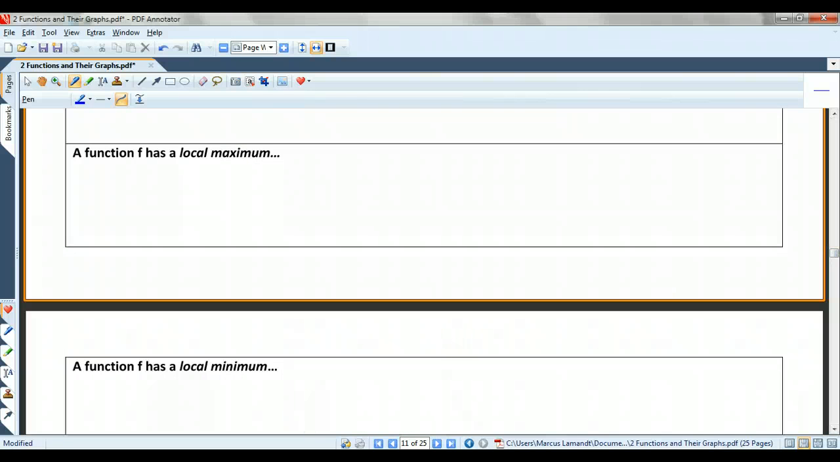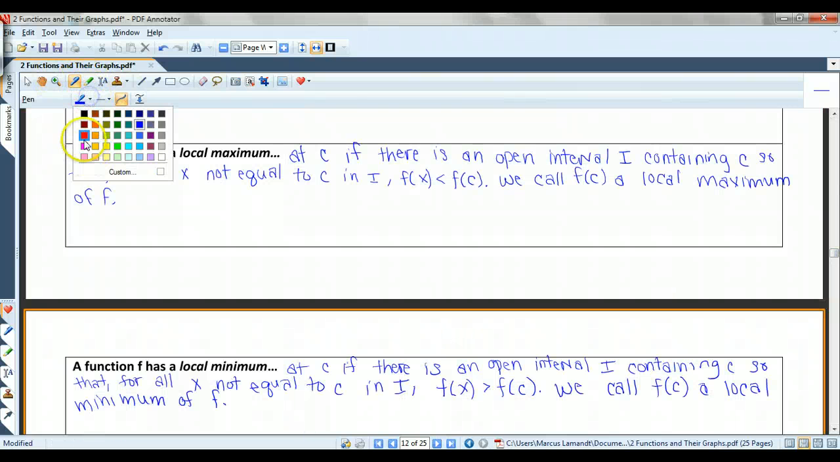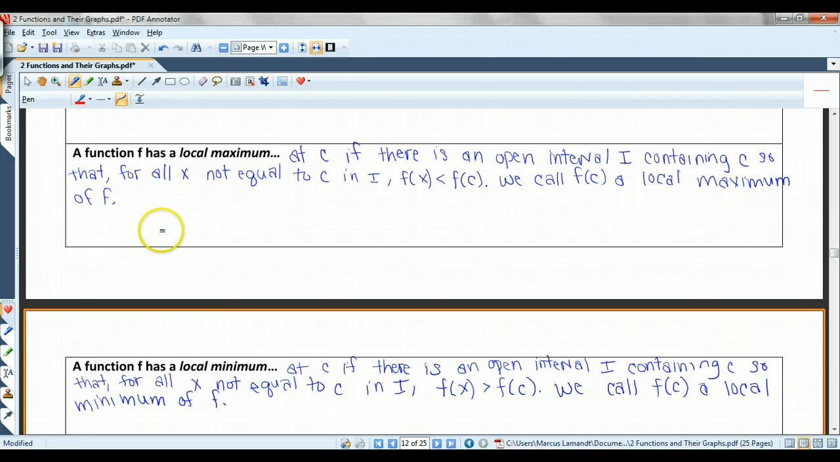Local minimums and maximums. Alright, here we go. Change colors real quick. A function f has a local maximum at c if there is an open interval I containing c, so that for all x not equal to c in I, f of x is less than f of c. We call f of c a local maximum of f. So basically, if you have a graph and somewhere in the graph there's this hump looking thing, the very top of that hump is a local max. So everywhere else in that interval, every other point is less than f of c. Okay, so this would be f of c, your local max.